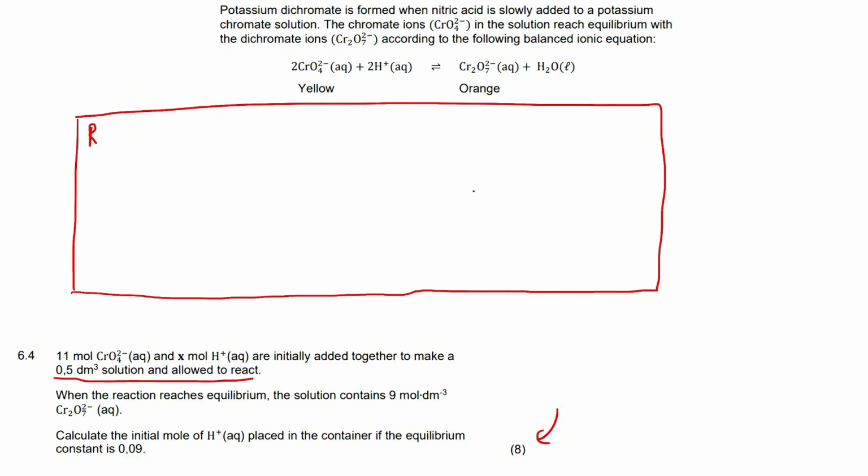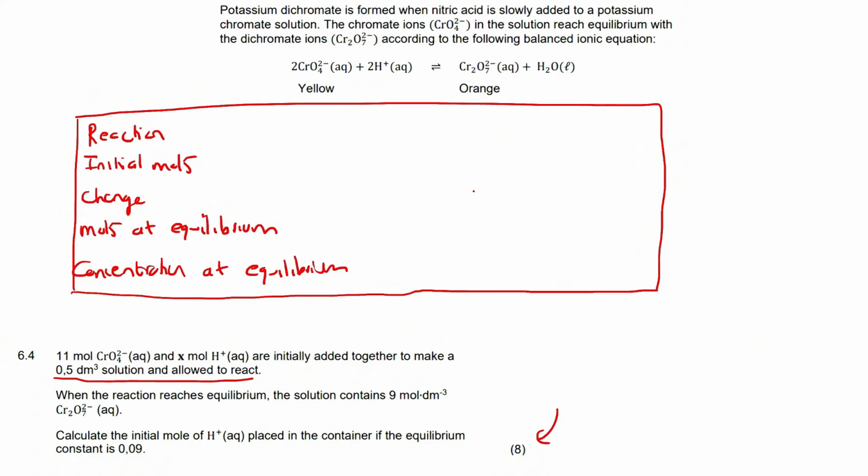Okay, so in the table, we always want to show the reaction. Then we want to show the initial moles. Then it's the change. Then it's the moles at equilibrium. Then it is the concentration at equilibrium. All right. So remember in the table, I guess we're going to put everything.